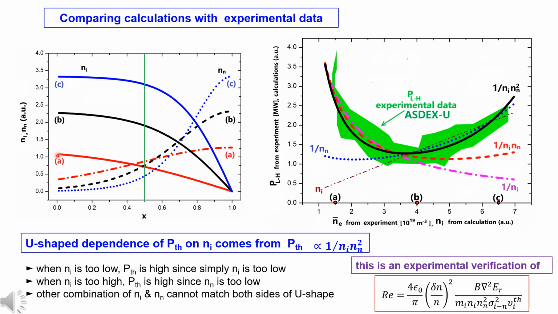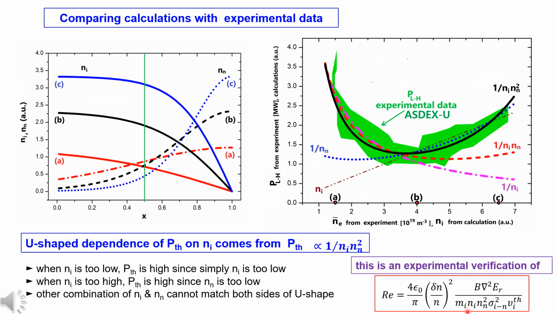Now we know that as plasma density increases, the neutral density decreases inside the plasma, although neutral density increases outside. Here, as plasma density increases from A to B and C, neutral density decreases, as shown by the values at the middle point. All the combinations of two parameters, plasma density and neutral density, are compared with experimental data for the power threshold. While other combinations do not match, this 1 over Ni times the square of Nn agrees remarkably with the observation.